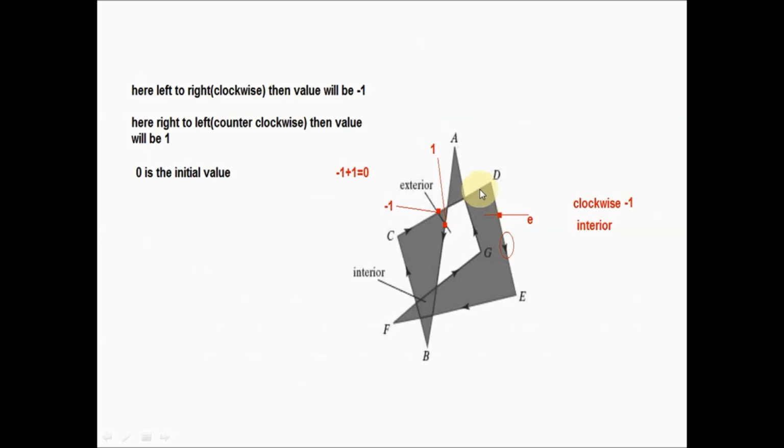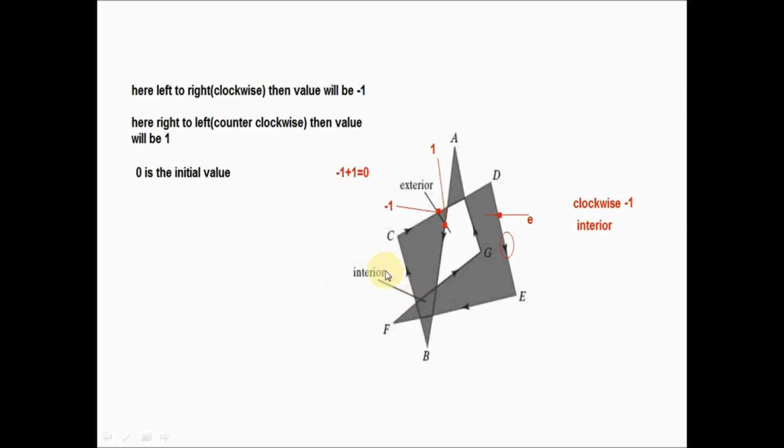Getting it, guys? So this white region is exterior because we got the value 0. Here this region is the interior region because we got the value minus 1, that is non-zero. That's why it is interior. You can apply the same rule for all the other parts also. See here, I will apply this same rule for this region also. See the highlighter. Here I will draw the line.